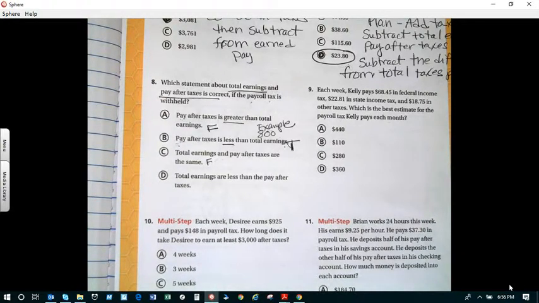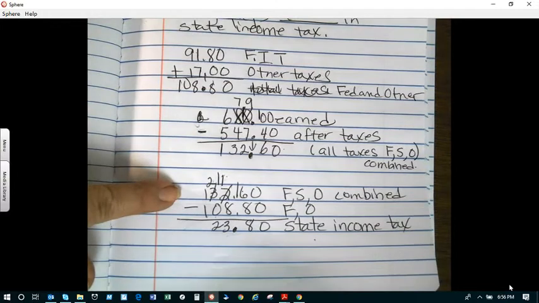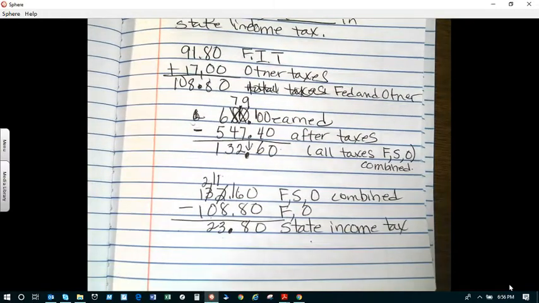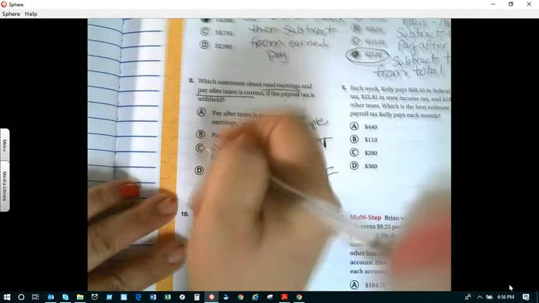D, total earnings are less than the pay after taxes. The total earnings are less than the pay after tax. No. Your total earnings are never going to be less than what you have to pay in taxes. You're still going to have more. So if your taxes are a total like we did over here, your total taxes were $132, you're not going to be getting paid less than $132. You're going to take that from the total amount. So that's a false statement. So the correct answer is B.